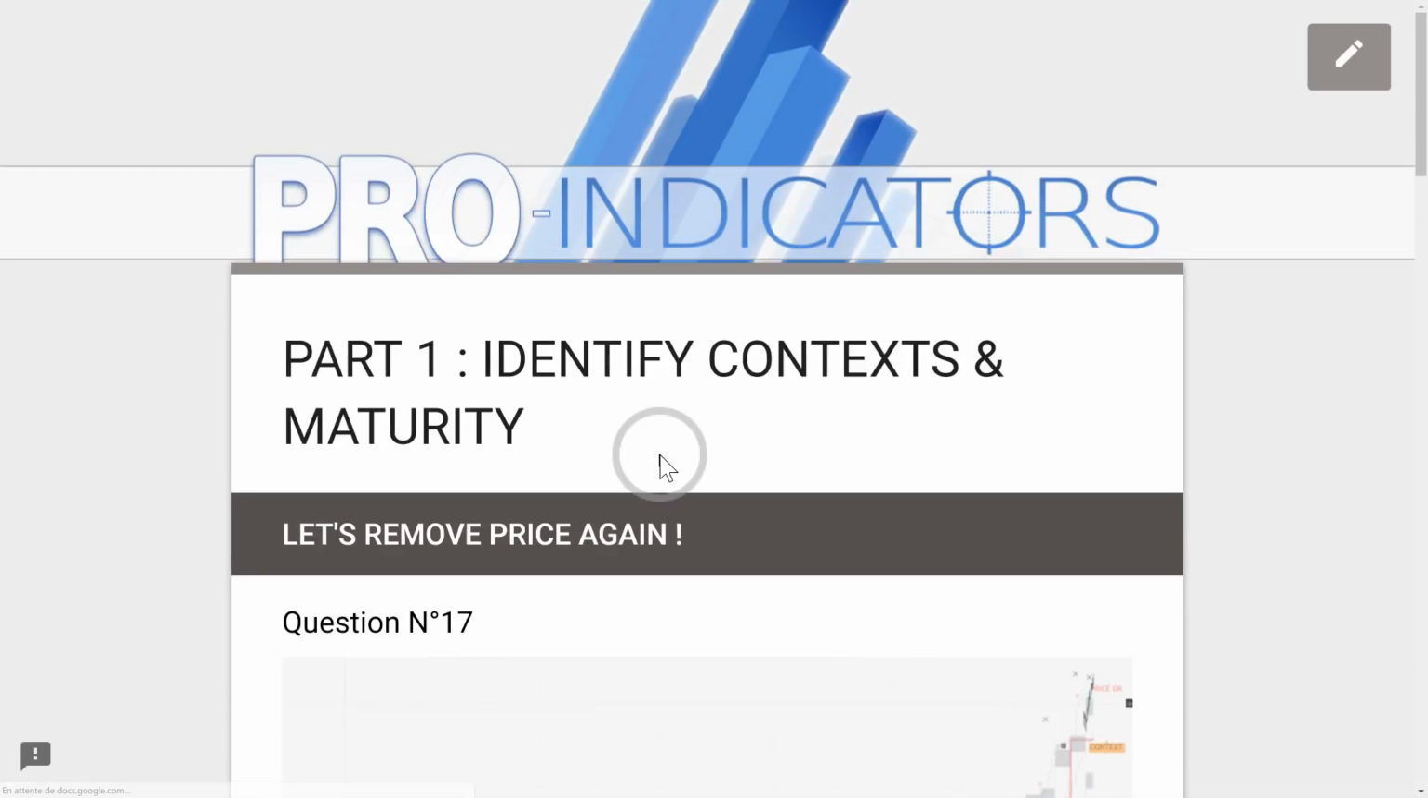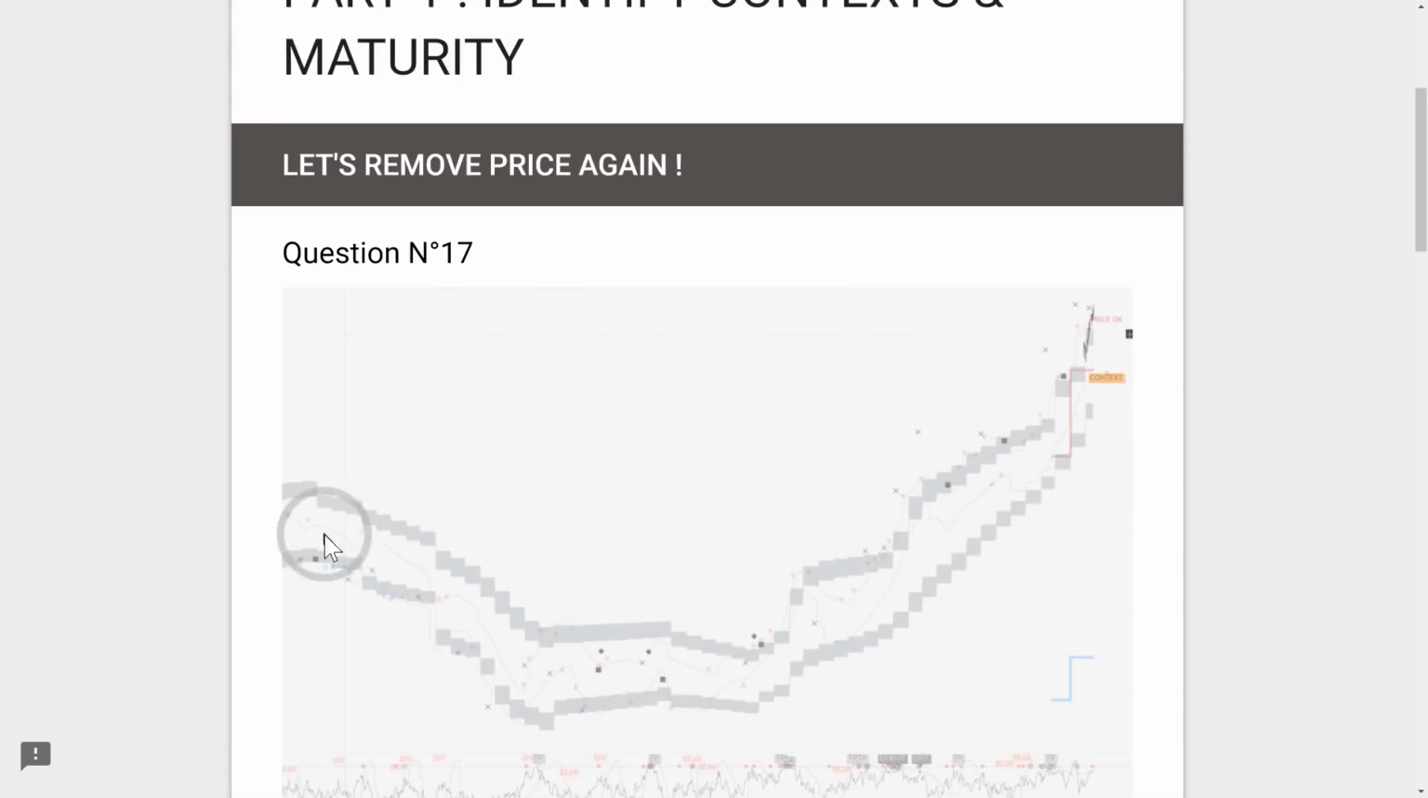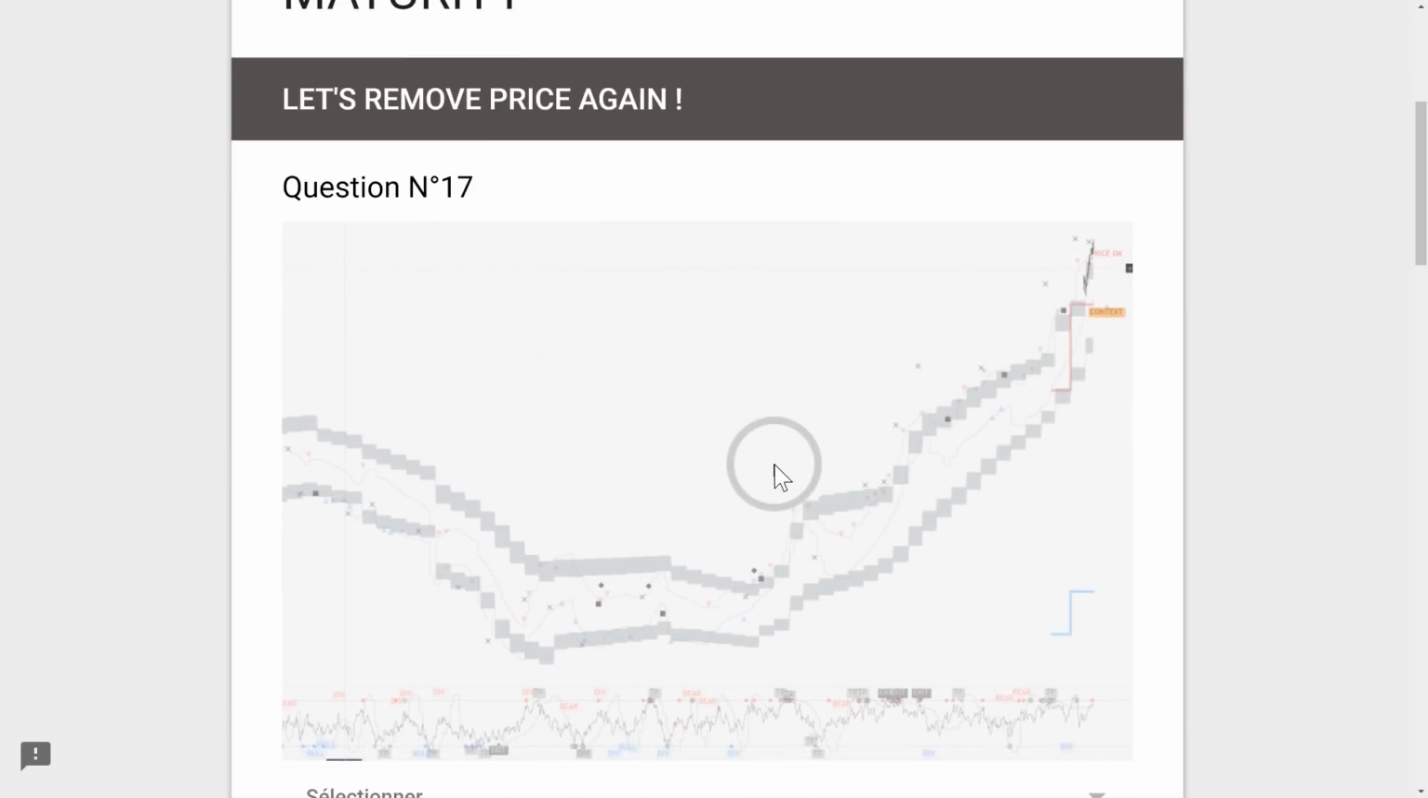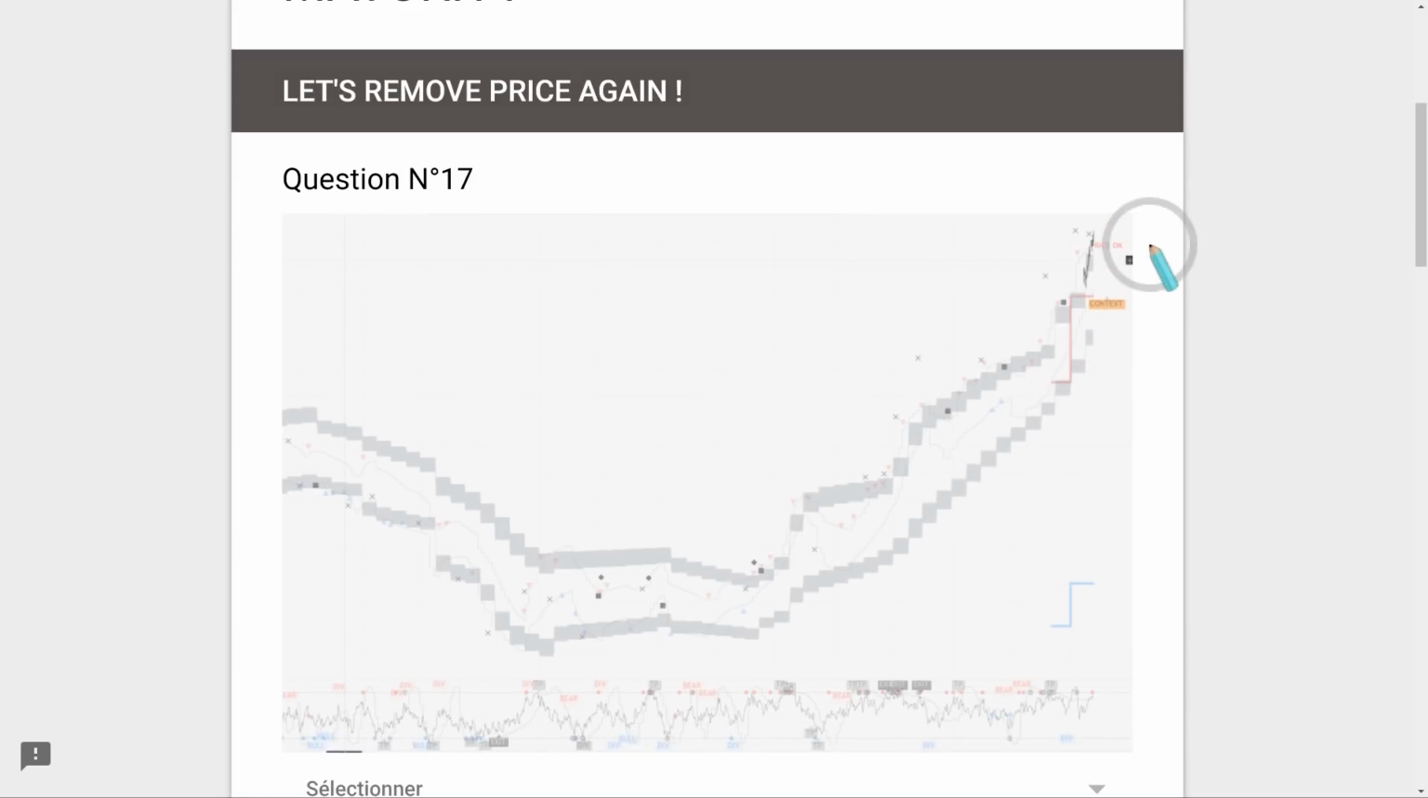All right, we move on to 17, which is doing the same exercise without the prices, to see if you're better at identifying signal and trading signals into context without prices, or if prices in here doesn't really alter your judgment. So what do we have in here? Same exercise. We highlight the interesting information.